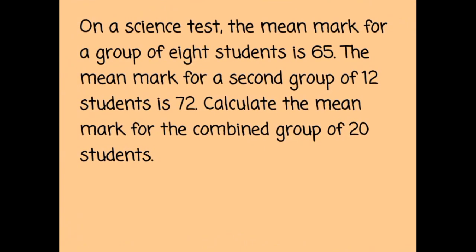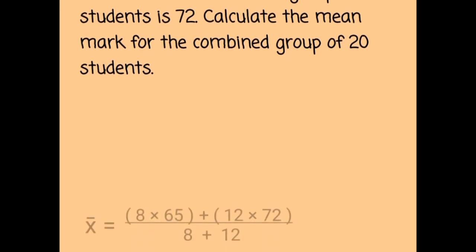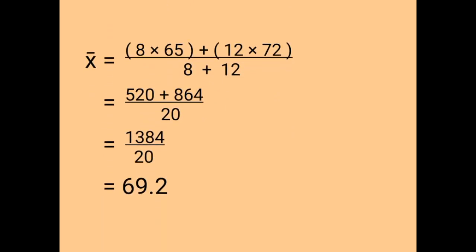For example, on a science test, the mean mark for a group of 8 students is 65. The mean mark for a second group of 12 students is 72. Calculate the mean mark for the combined group of 20 students. So, X bar equals 8 times 65 plus 12 times 72, divided by 8 plus 12, equals 520 plus 864 divided by 20, equals 69.2. So, the mean mark for the combined group of 20 students is 69.2.